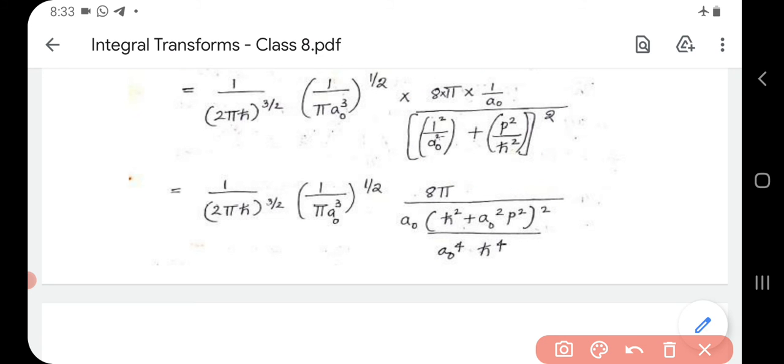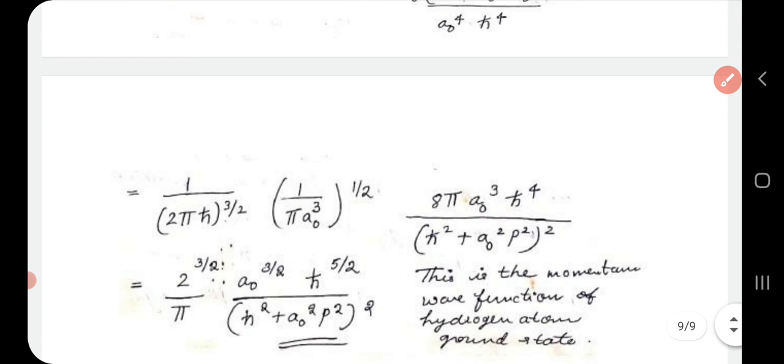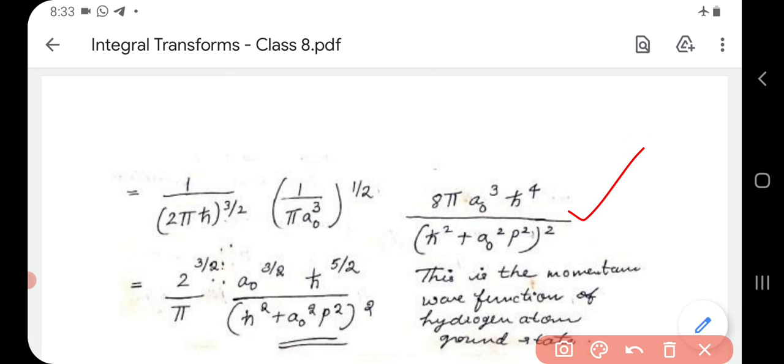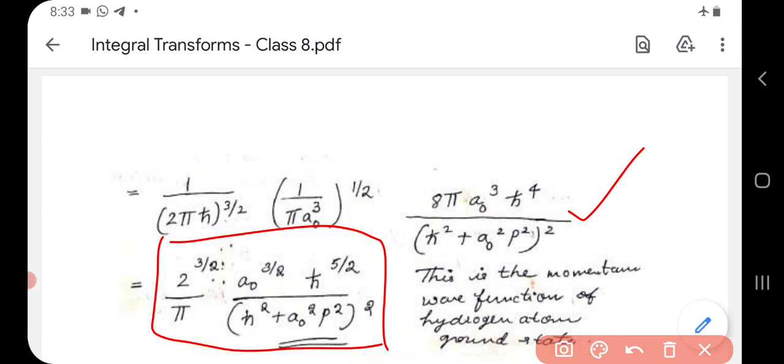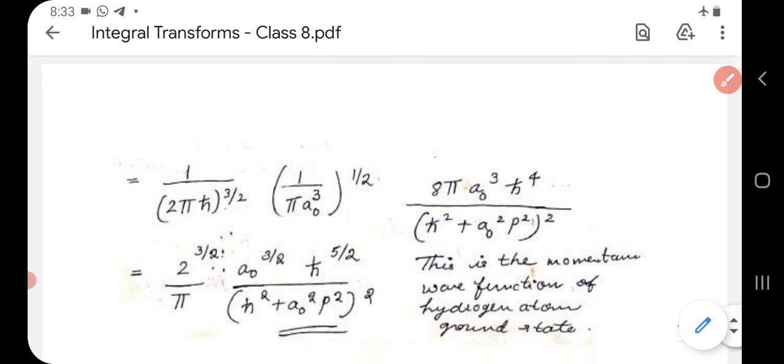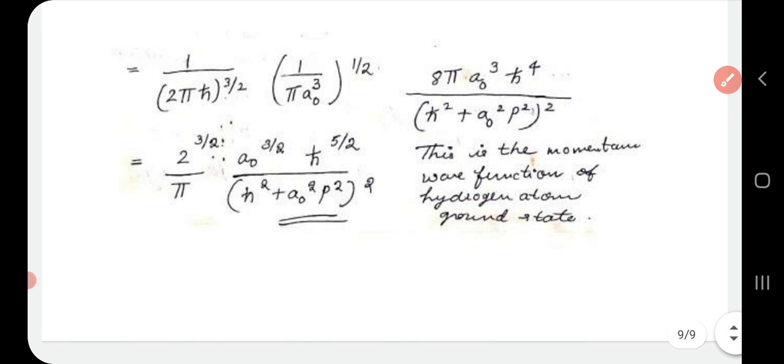Next, the other two steps are just simplifications. Okay, this one, and then cancel out the common terms and bring it to this form. So this is the momentum wave function of the hydrogen atom ground state. So first write about momentum representation in general, and then write about the momentum representation of the hydrogen atom ground state. Okay, thank you.